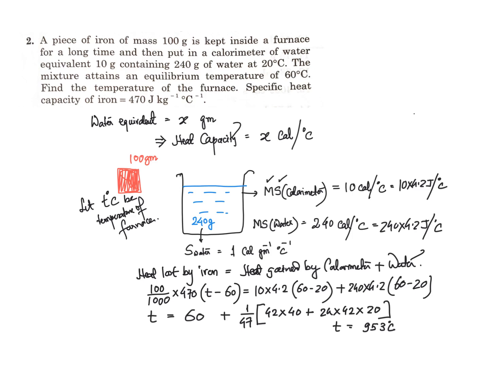Oh, I have mistakenly written 20. It should be 40. This should be 40, 60 minus 20 is 40. So then it will be 953 degrees Celsius.